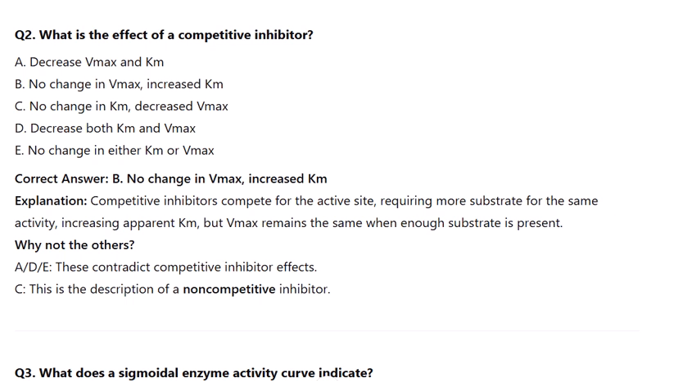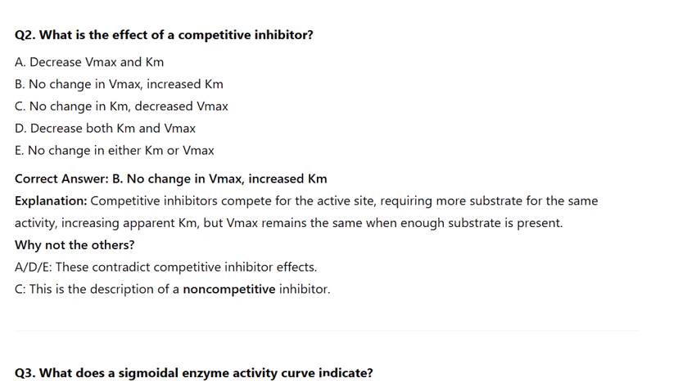Explanation. Competitive inhibitors compete for the active site, requiring more substrate for the same activity, increasing apparent Km, but Vmax remains the same when enough substrate is present. Why not the others? A, D, E, these contradict competitive inhibitor effects. C, this is the description of a non-competitive inhibitor.